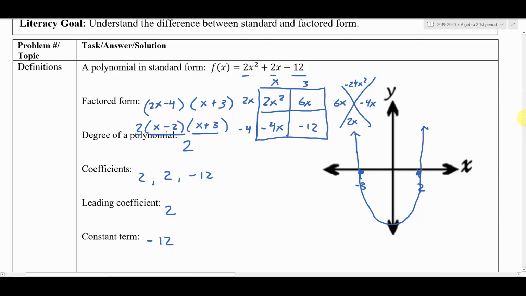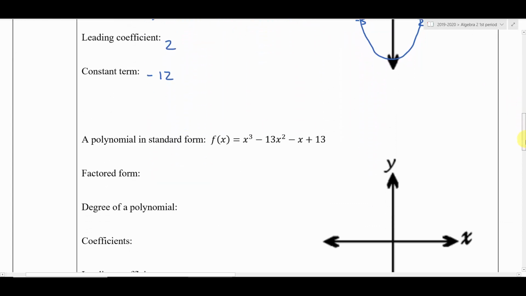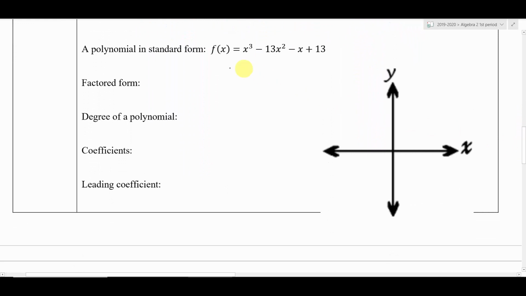All right, so we're going to continue on, pick up where we left off. We're going to go to this next problem, and one of the first things you'll notice about this second problem is that we have a cubic, right? This thing has an exponent of 3. It's no longer a quadratic like it was in the previous problem. So now we're practicing finding all of those things we talked about yesterday, but with a higher order polynomial.